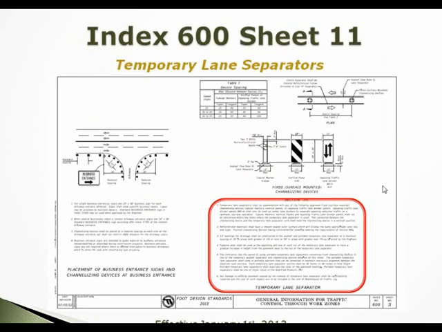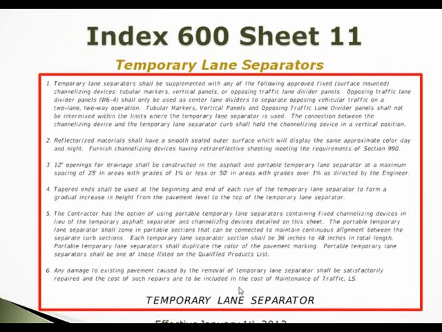Another change we made is to the temporary lane separators. If you look at note number 5, we did add the note that the contractor has the option of using the portable temporary lane separators instead of the asphalt, and we did create a pay item for it. It's 102-75.